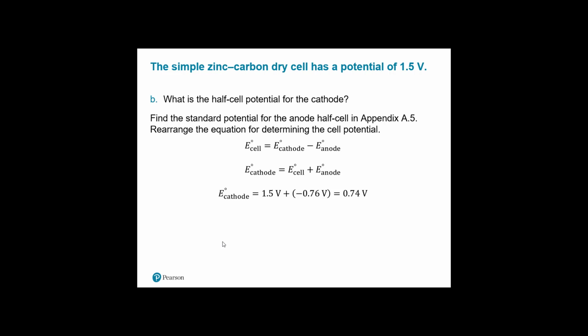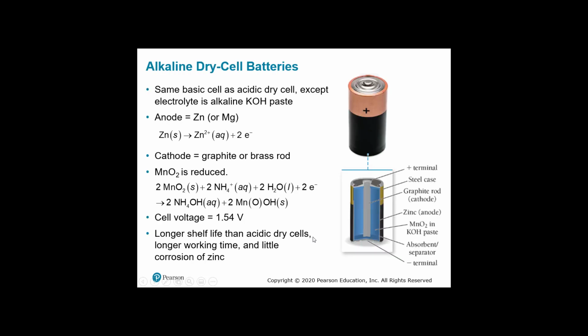Okay, what is the half cell potential for the cathode? So we find the standard potential. Remember, we have a table, and this is from another book, so it's most likely not going to be Appendix A5. We pull our information, and we know that a simple dry cell is 1.5 volts. You see the cells? So we isolate the cathode, and we can determine what the volts are at the cathode.